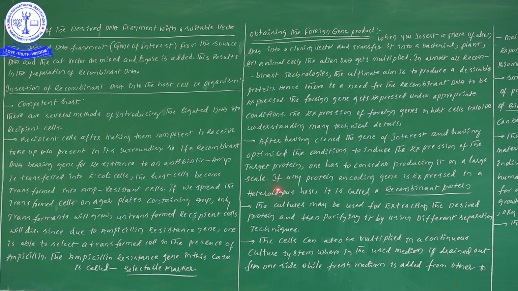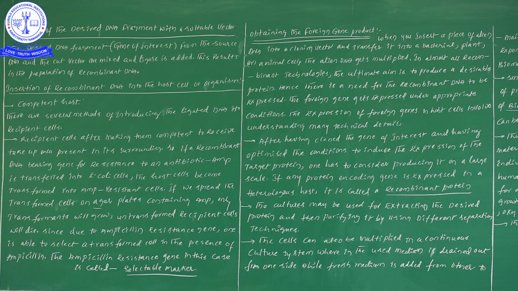Okay, this one we have seen. If any protein-encoding gene is expressed in a heterologous host, it is known as a recombinant protein. Here we are producing one protein. So, from where are we obtaining this particular protein? From the desirable gene we are obtaining.